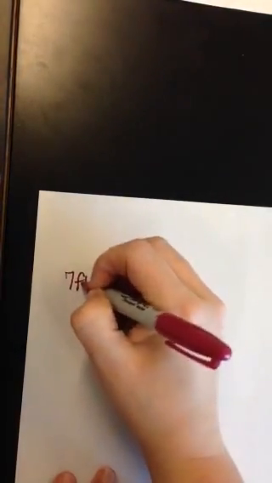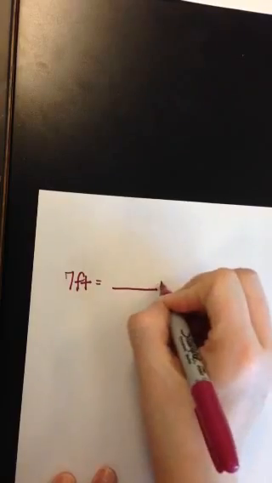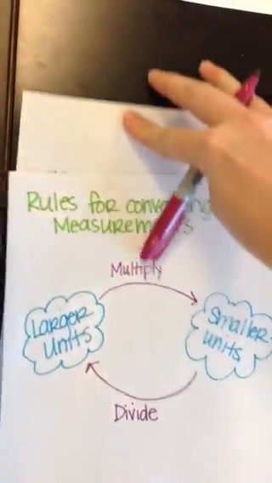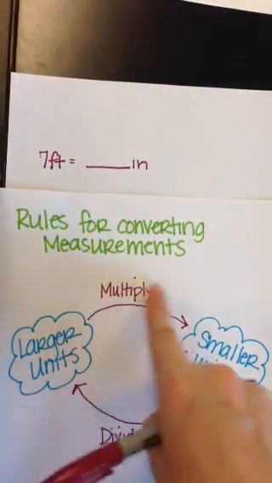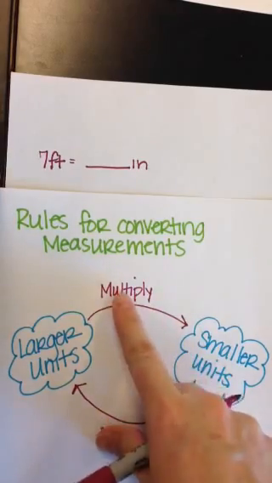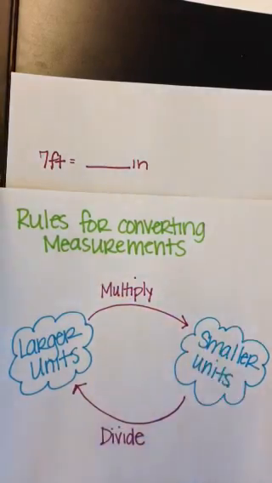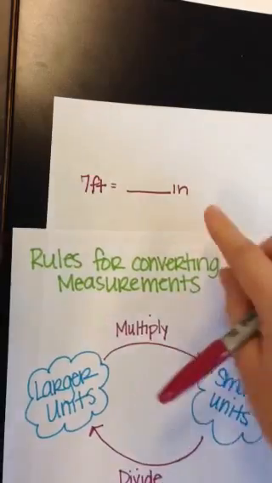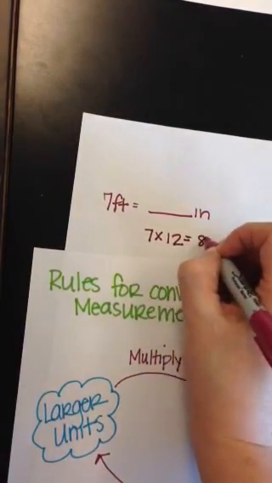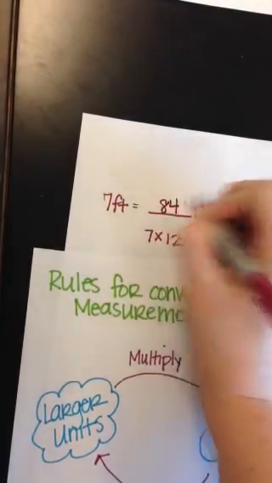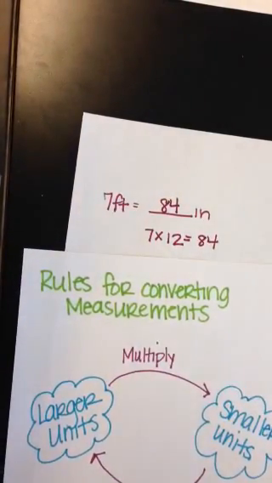So for example, if I had 7 feet and I wanted to change that into inches, I would go ahead and look back at my chart, and I know that feet is larger than inches, so I'm going to go from a larger unit to a smaller unit, which means I'm going to multiply. So large to small, multiply all. So there are 12 inches in a foot, so I know that 7 times 12 is 84. That means that there are 84 inches in 7 feet.